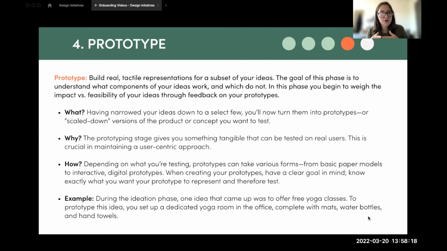So having narrowed your ideas down to select few, you'll now turn them into prototypes or scaled down versions of the product or concept you want to test. So the prototyping stage gives you something tangible that can be tested on real users. And this is crucial in maintaining a user-centric approach.